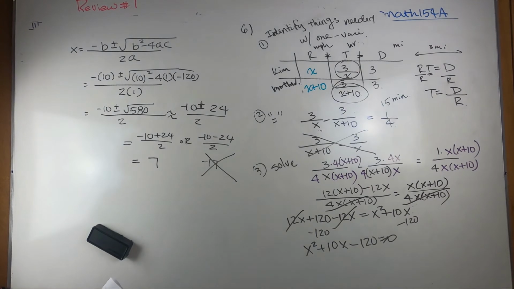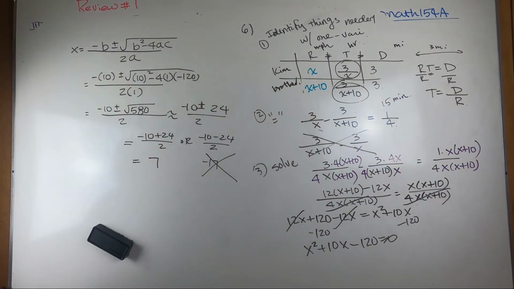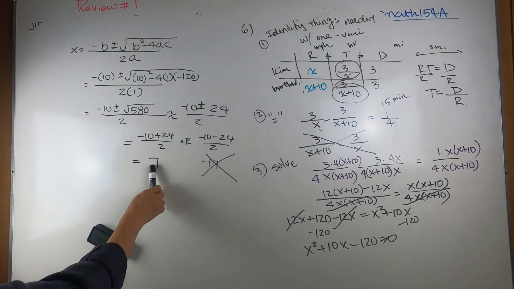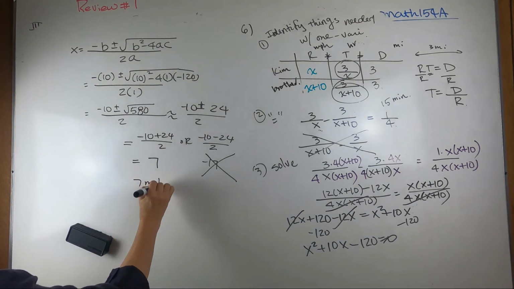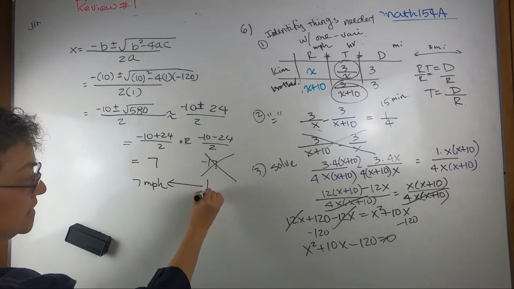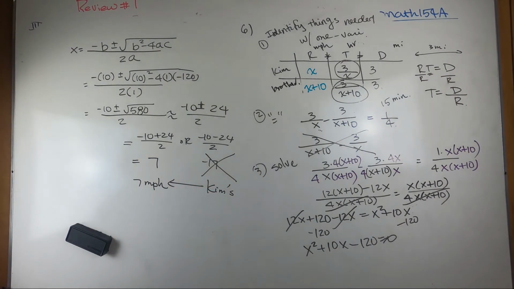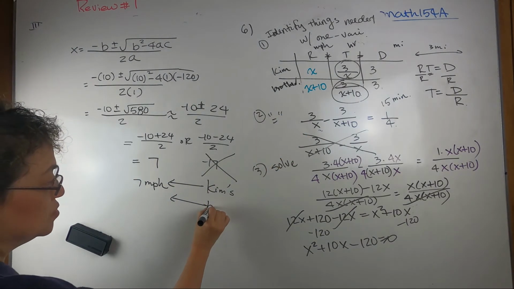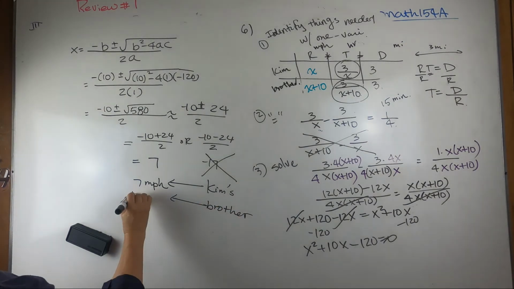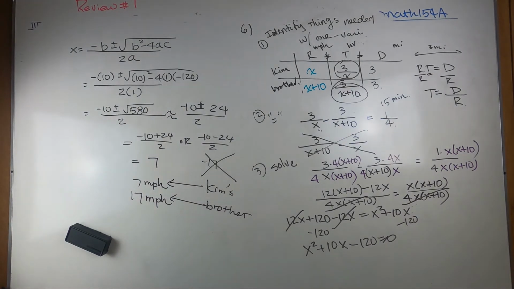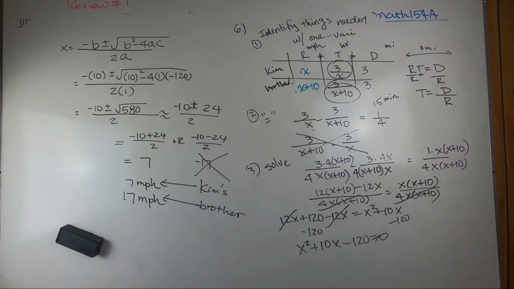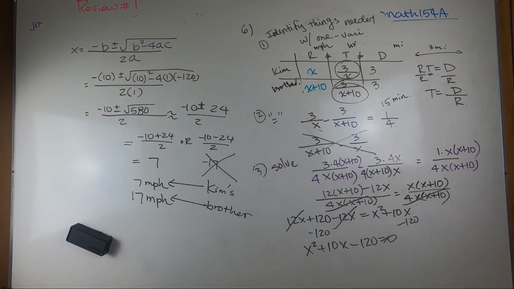What does 7 mean? Dollars, square feet? What is 7? 7 is miles per hour. 7 miles per hour, for what? That's Kim's speed, right? Then what's her brother's speed? 10 miles more, right? That would be 17 miles per hour, right? Are we good? You should be able to do all those, right?